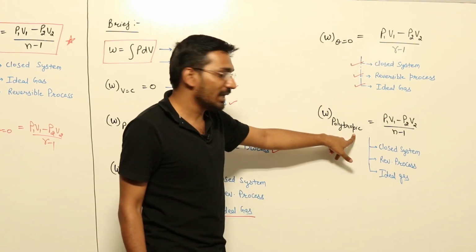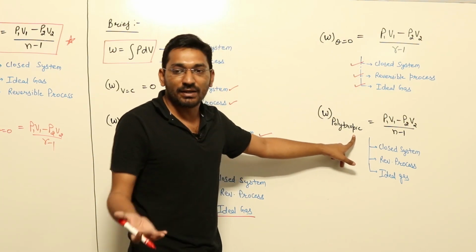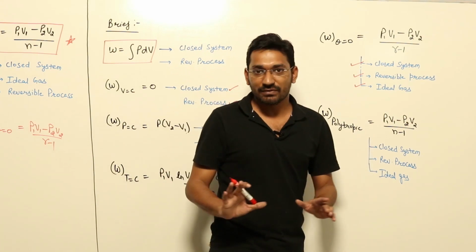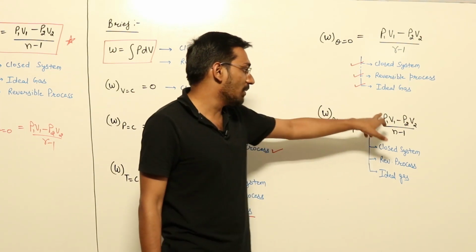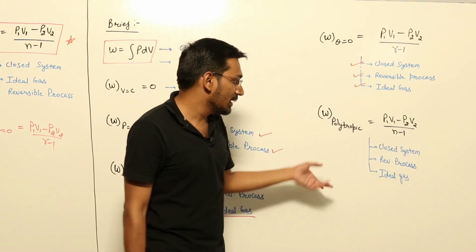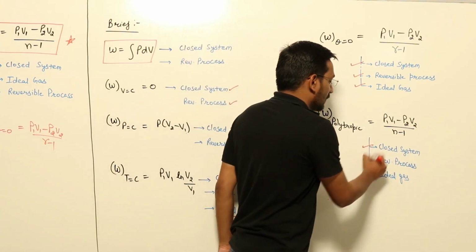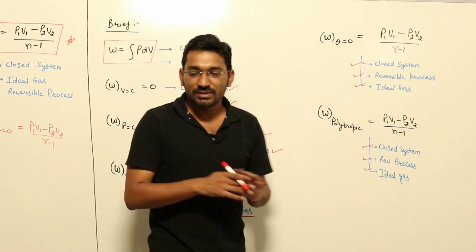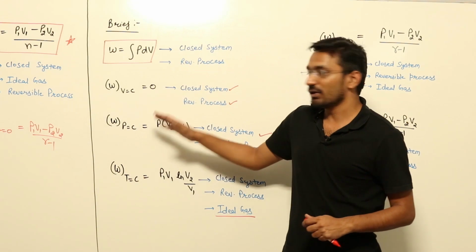This is the work done in a closed system for a polytropic process. A polytropic process means both heat and work transfer can take place. The formula is P1 V1 minus P2 V2 divided by n minus 1. The same three assumptions apply: closed system, reversible process and ideal gas. You should take care of these assumptions while solving the numericals.